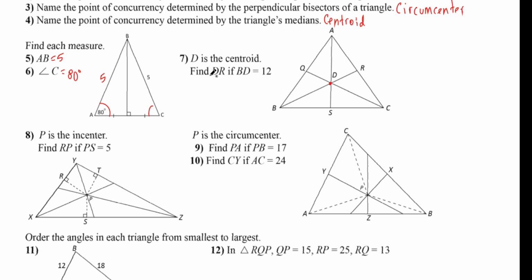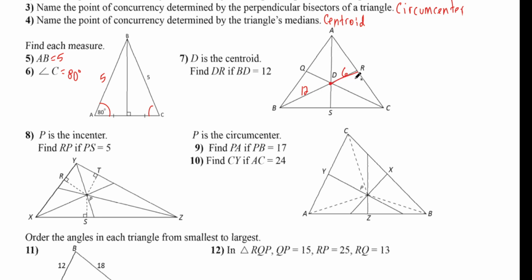So what do they tell you? Find DR, find this one right here, if BD is 12. So here's BD, that's 12. This is 2/3 of the whole thing, but it's twice as big as this one. So this would be 6, exactly right. If this one is 12, this would be 6.